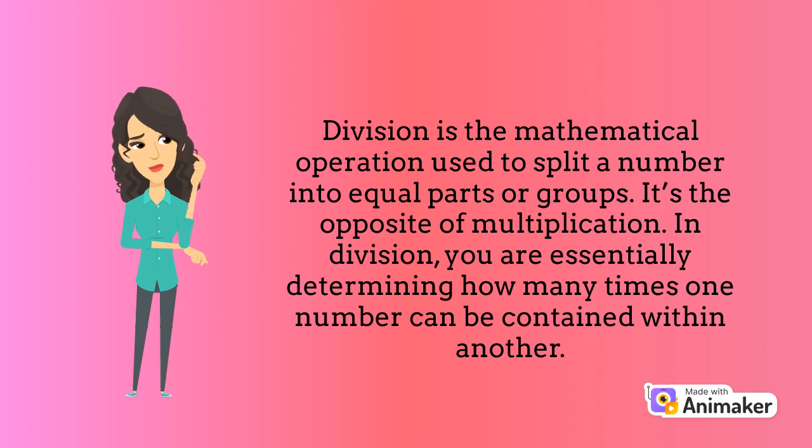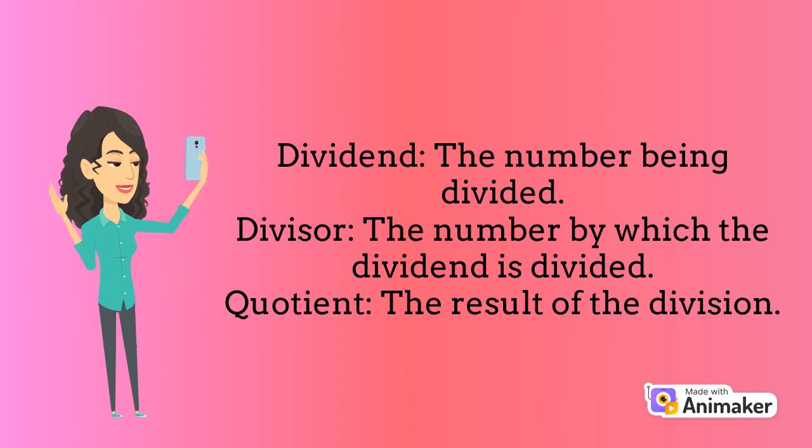Division is the mathematical operation used to split a number into equal parts or groups. It's the opposite of multiplication. In division, you are essentially determining how many times one number can be contained within another. Key parts of a division equation: dividend, the number being divided; divisor, the number by which the dividend is divided; quotient, the result of the division.